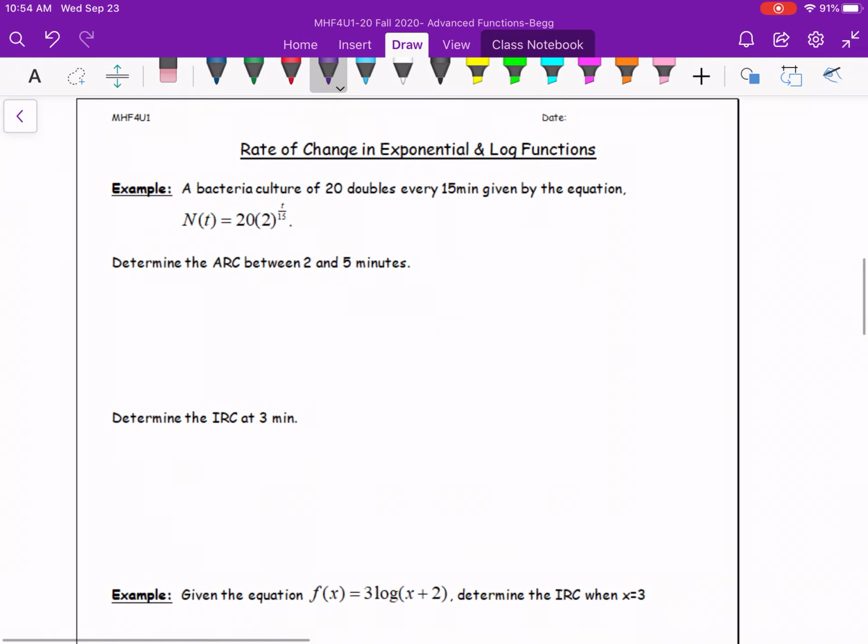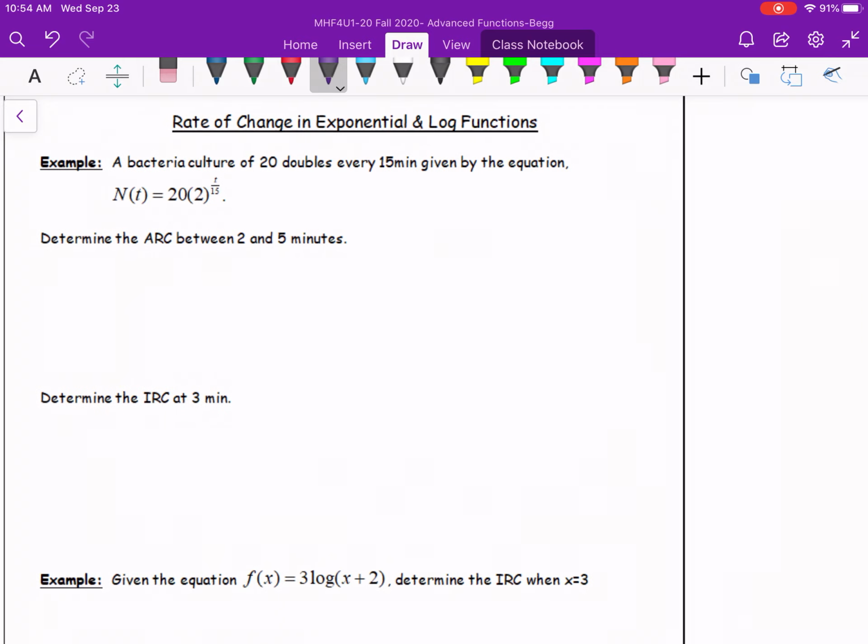Okay, we can also do this for log functions. Although for these examples I won't do a Desmos demonstration, I'm going to stick to just our formulas, but it works. We can still get average rate of change, we can get instantaneous rate of change, all of the same things apply.